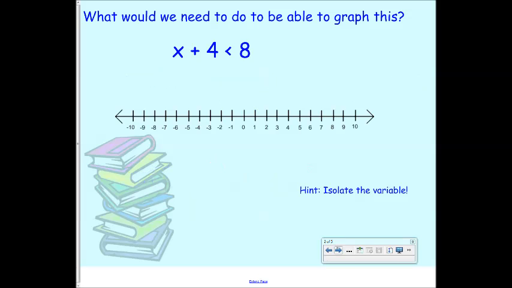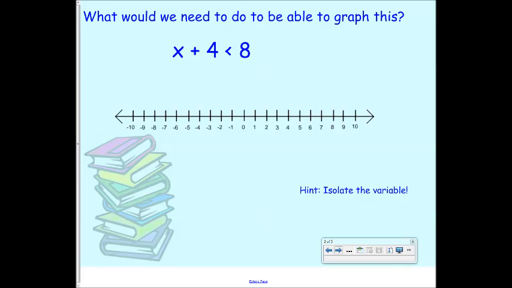All right, now, let's take a look at this. So what would you need to be able to do to graph this? Because right now, I can't graph this inequality because I've got some stuff with x that I need to isolate. So what could I do to be able to graph this? Well, I need to isolate the variable. And how do I isolate the variable? By doing the inverse operation.